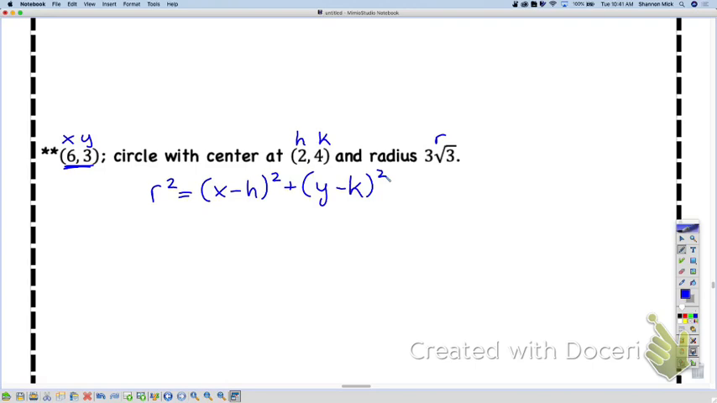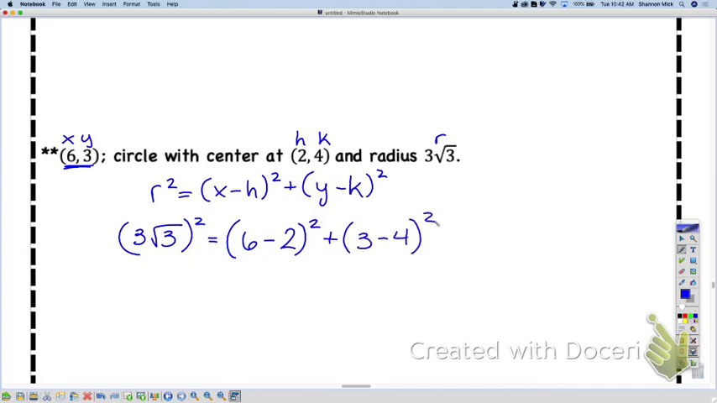Did you get it plugged in so we can check it? If you've got it plugged in, keep going. Okay, I got it plugged in now. So it's the square root of 3 squared, the whole thing, and then x is 6 minus h, which is 2, squared, plus y, which is 3, minus k, which is 4, squared.